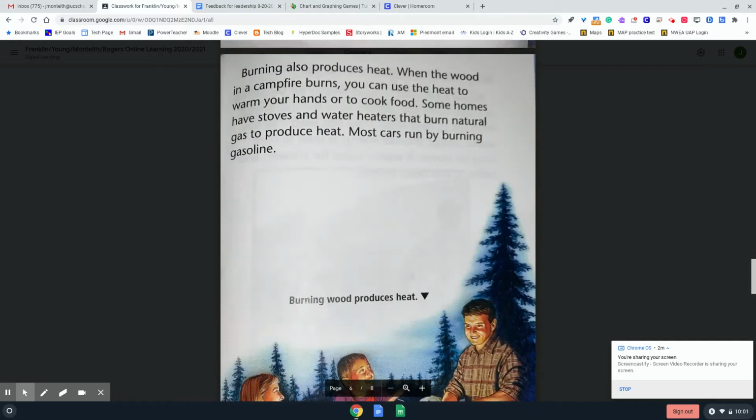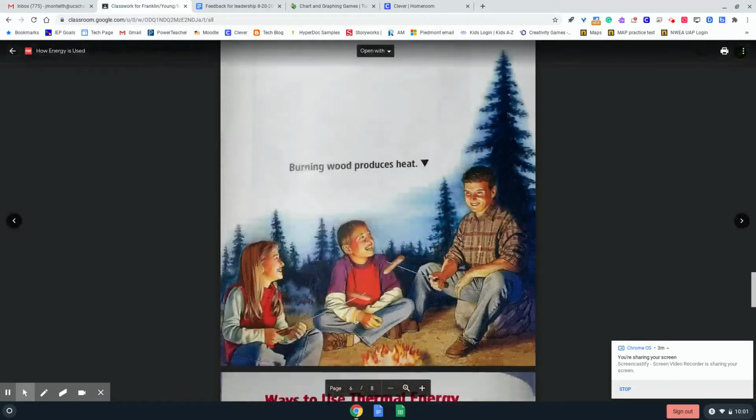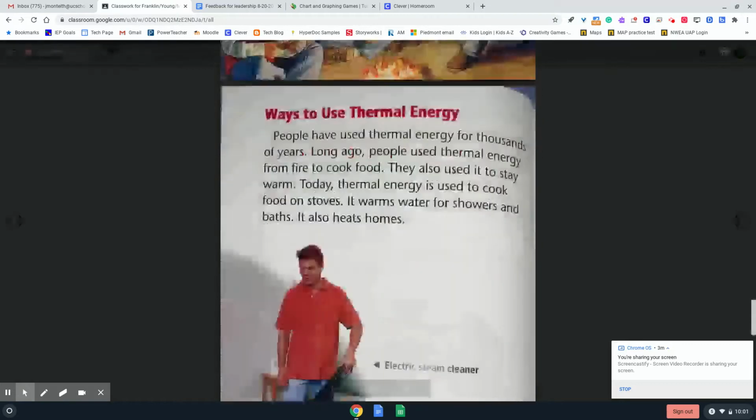Burning also produces heat. When the wood in a campfire burns, you can use the heat to warm your hands or to cook food. Some homes have stoves and water heaters that burn natural gas to produce heat. Most cars run by burning gasoline. And then it has a picture. It says burning wood produces heat.